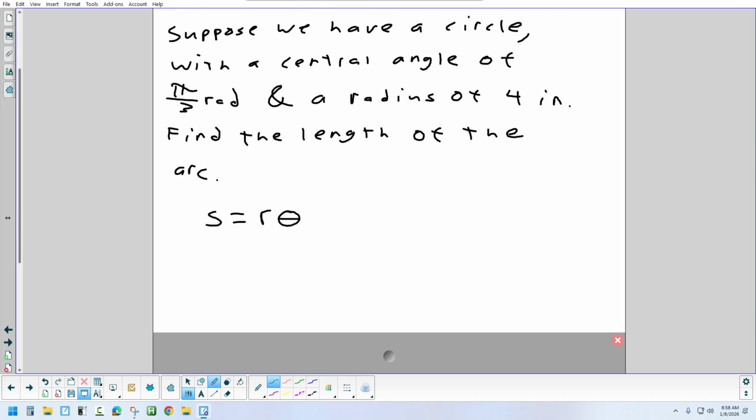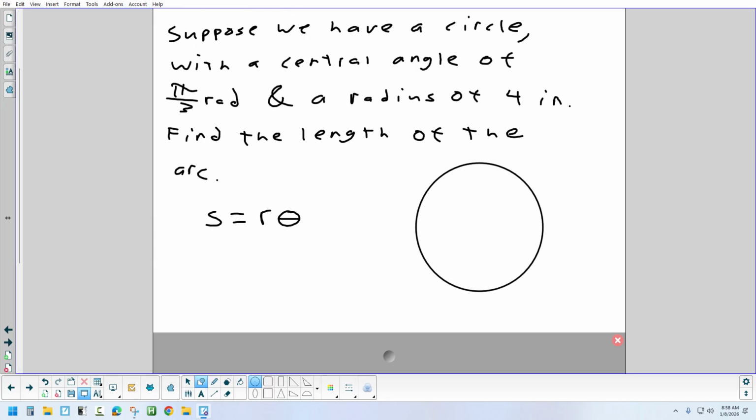Okay, so if you want kind of a visual of what's going on. Okay, we've got an angle of pi over 3. That's 60 degrees. So that would look about like this. Pi over 3. The radius of that circle is 4 inches. They want us to find the length of this segment in red. That's what you're finding.